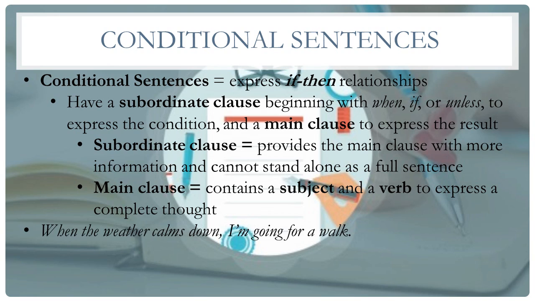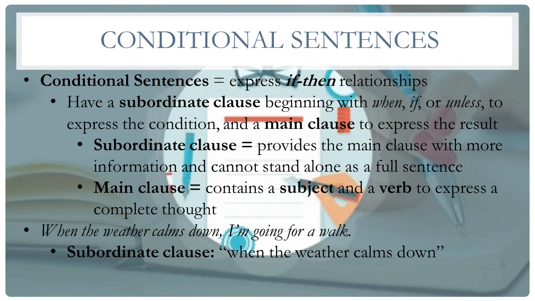So here we have, when the weather calms down, I'm going for a walk. So here we have the subordinate clause expressing the condition, when the weather calms down, and the main clause expressing the result, I'm going for a walk.